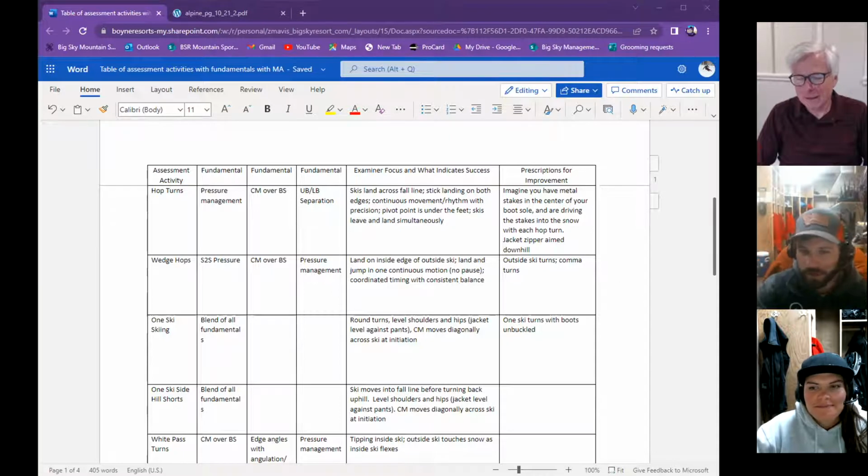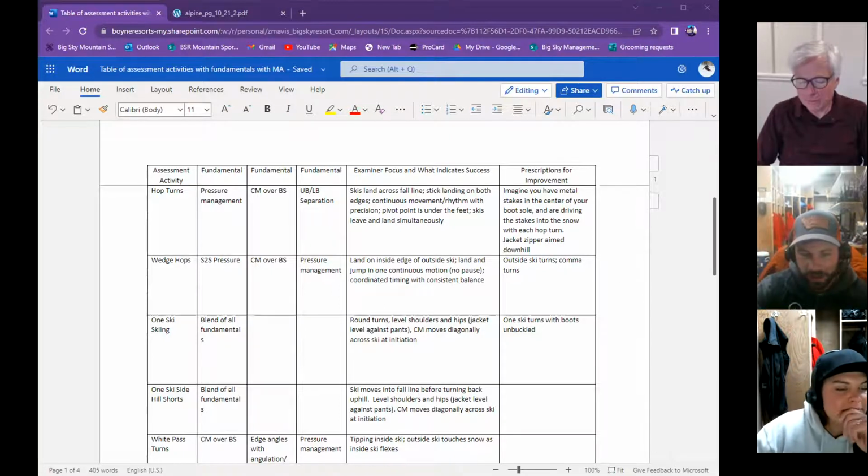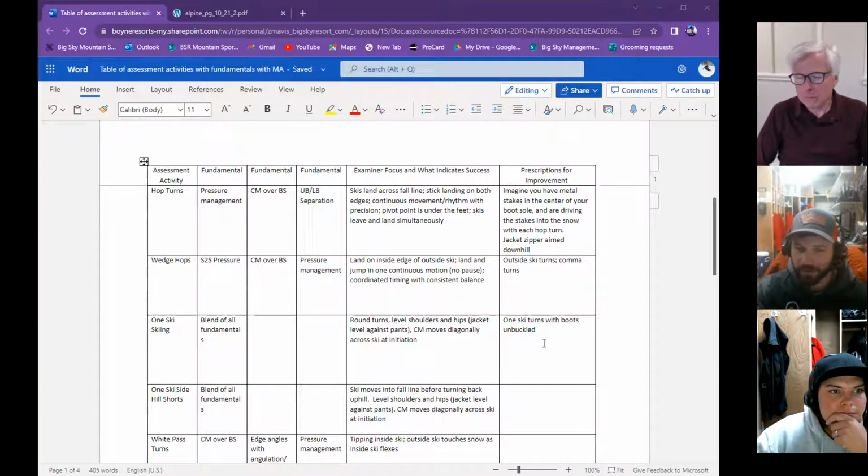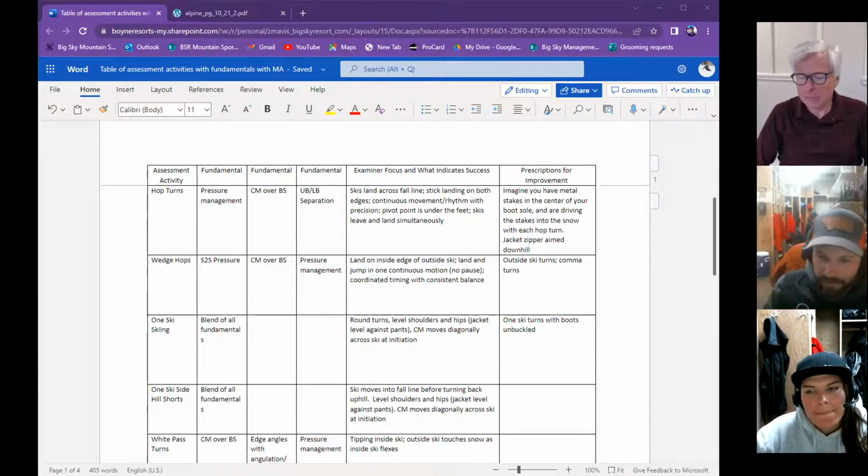Zoe, when you think about the assessment activities and the Alpine fundamentals, you probably have some strong feelings about the assessment activities and how they could be used. Where does your brain go when you start to think about fundamentals and prioritizing one over another, or how you think about the blend of the fundamentals related to some of these activities?